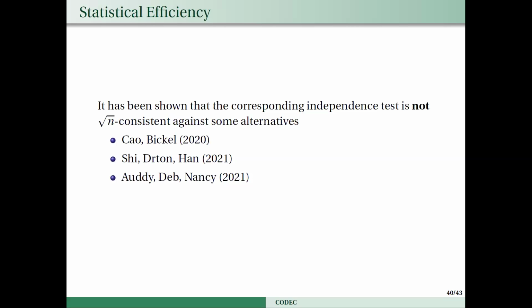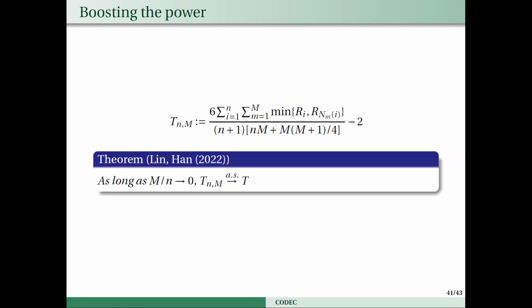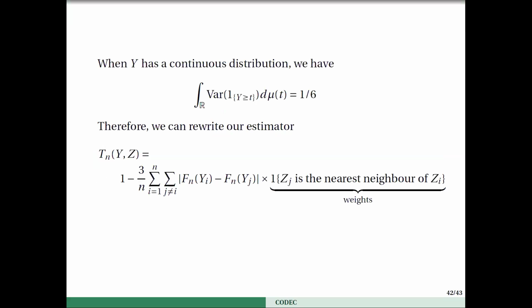There have been other works showing that the original estimator is not powerful against many alternatives. So there have been works to increase the power. For example, in the work of Lin and Han, they showed that if instead of using just one nearest neighbor, you use m nearest neighbors, you will have the same properties plus a boost in the power of the estimator.